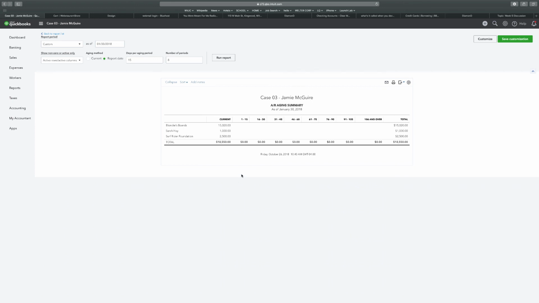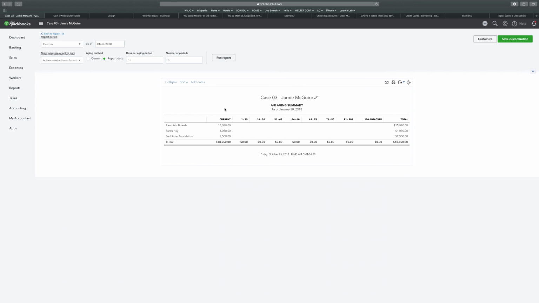So the most common are 30-day age bands. But I've seen companies do 5-day age bands or 15-day age bands. It just depends on the industry, how much you have in collections, how fast you need that money, and things like that. As you progress through these bands, it's less likely that you'll collect that money.